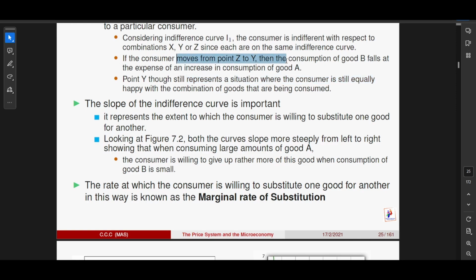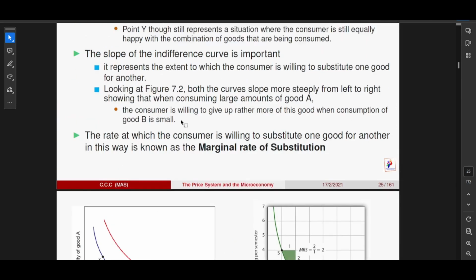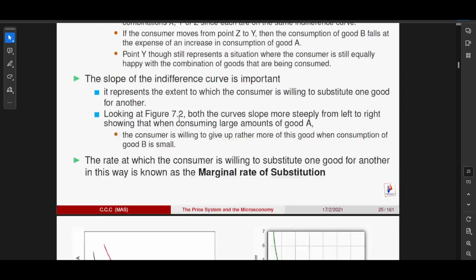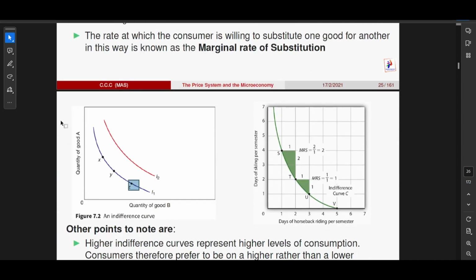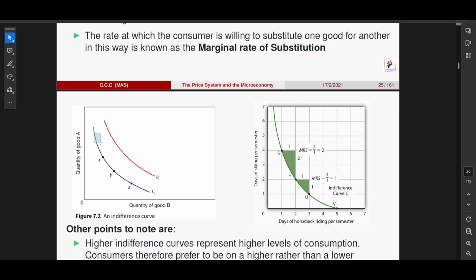If the consumer moves from Z to Y, so we're looking at the graph here, the consumer is at Z and moves to Y, the consumption of good B falls at the expense of an increased consumption of A. So we have good A on this side, we have good B on this side. What we're saying is that any point on this curve, so point X, point Y, point Z, any point that we choose, it can be a point up here, a point up here.